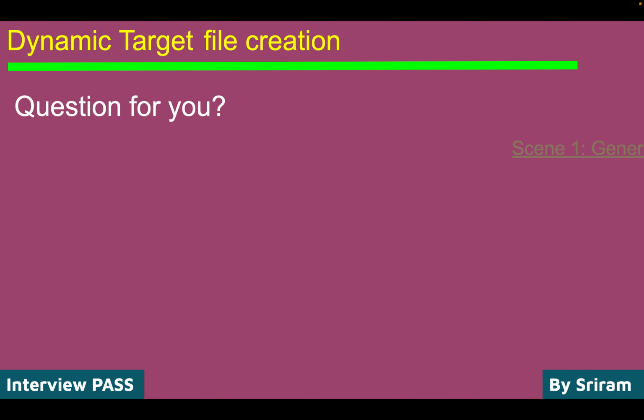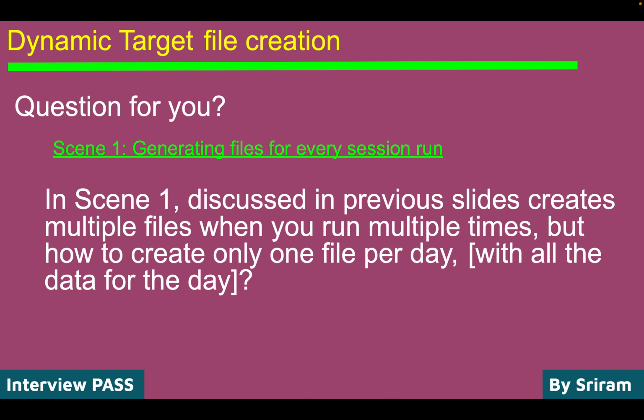Here we are seeing another scenario for the same target, multiple file creation. The question for you is the same as scenario 1, generating files for every session run. In scenario 1, which we discussed in the previous slides, we are creating multiple files on a particular day if it runs multiple times. But this time, how to create only one file per day? Say for example it ran 4 times a day, still I want to create only one file, but an accumulated file.